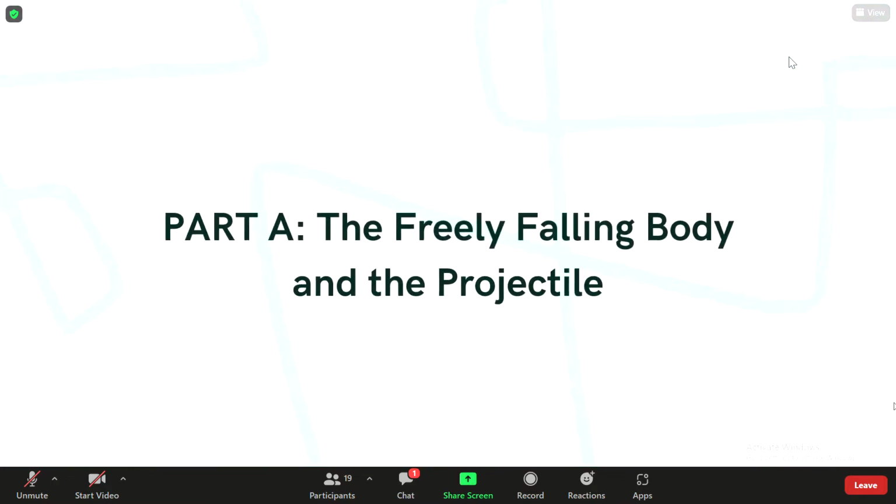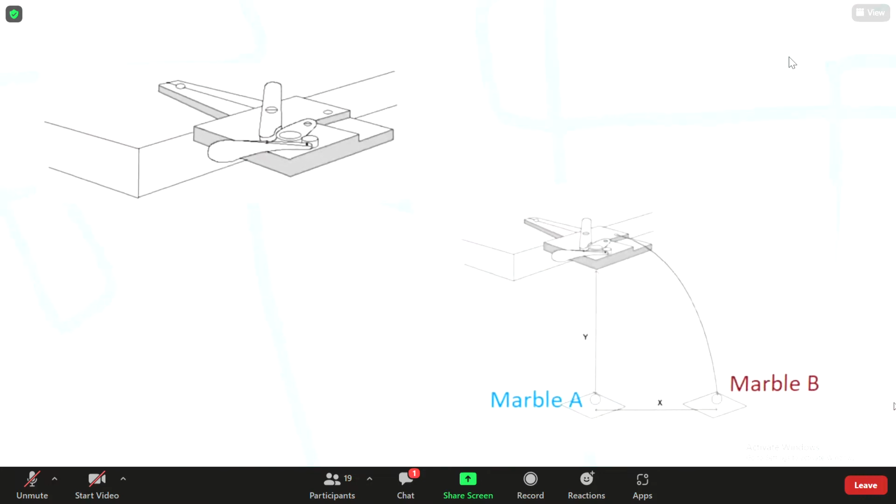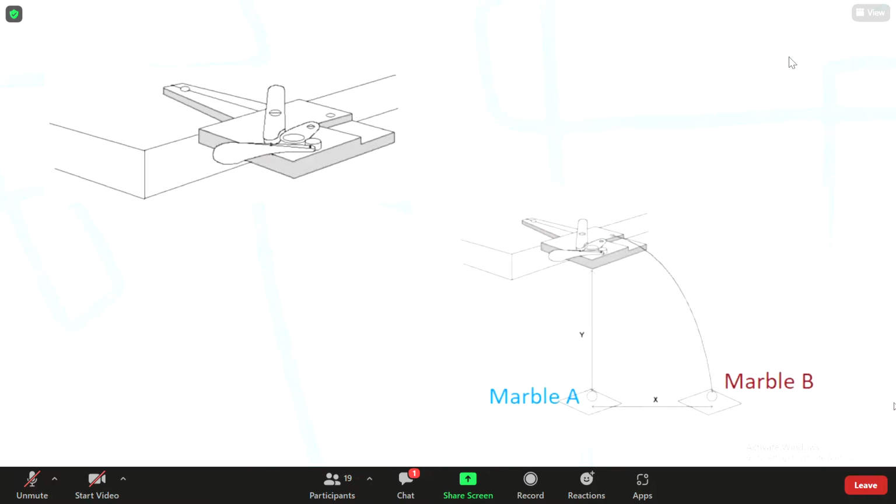Part A is the freely falling body and the projectile. We will be using the projectile launcher. As you can see, this is the diagram of our projectile launcher. Notice that it has two spots here where you can put two marbles that will serve as the freely falling body and a projectile.